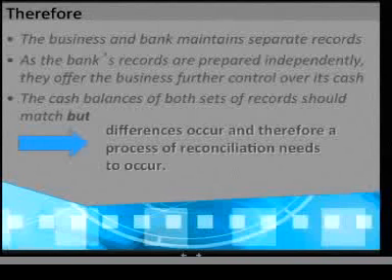So here's the reason why we use it as a control feature. We need to get to the bottom of it. Why is it that the business thinks that we have $100 more in the bank than the bank does? So we need to reconcile these two statements. We need to reconcile the business's position with the bank's position. And that is the process of bank reconciliation. And that brings me to the end of our first part.